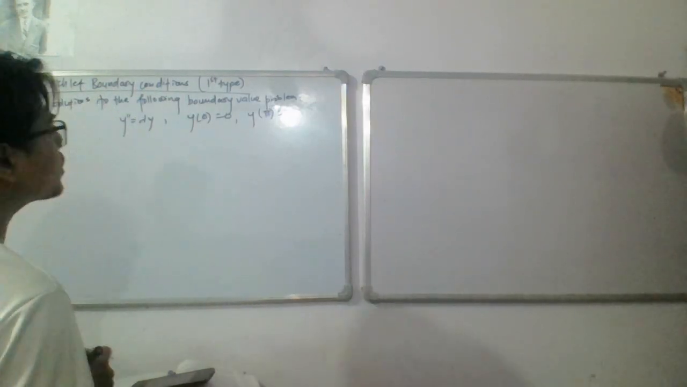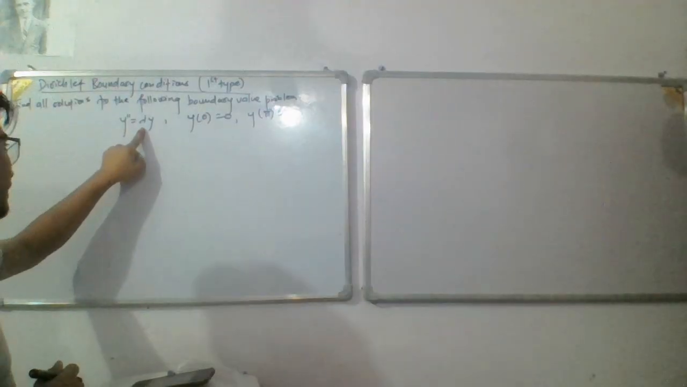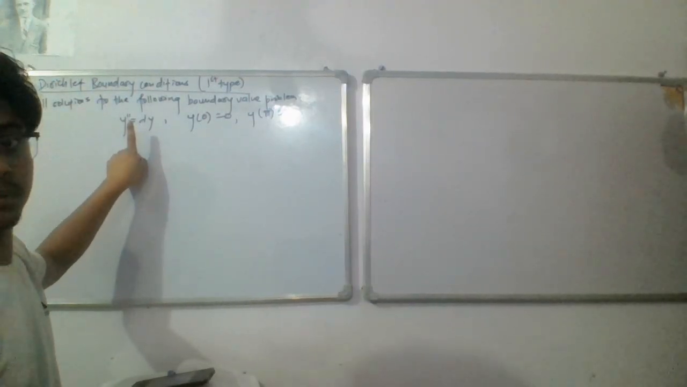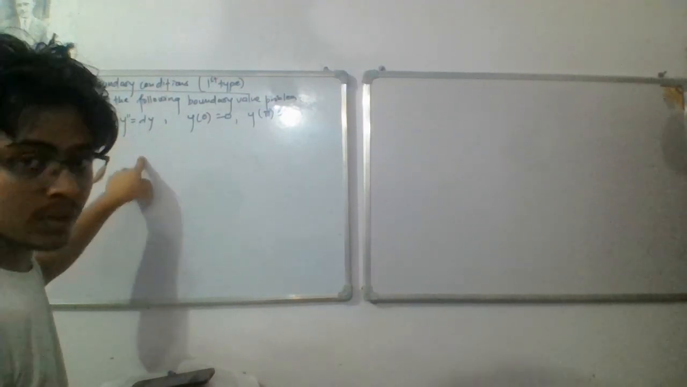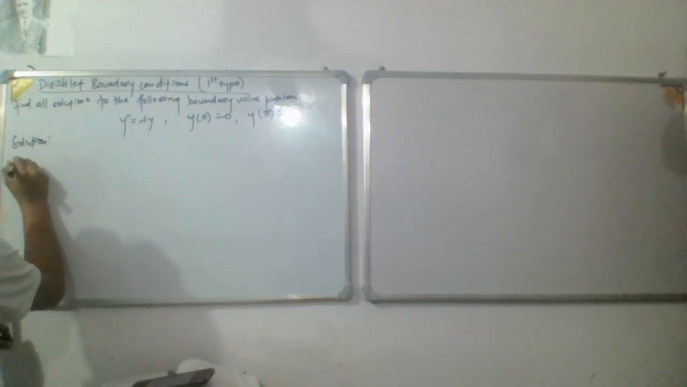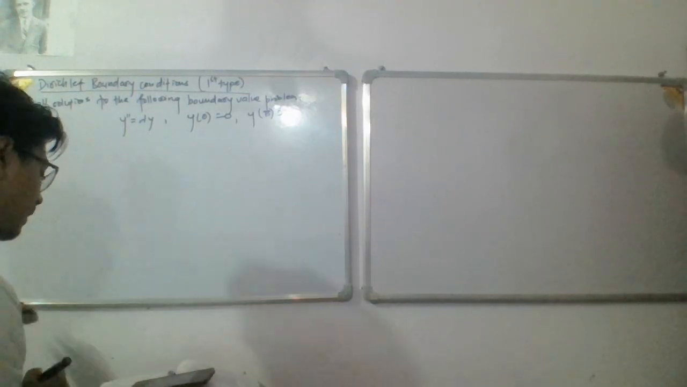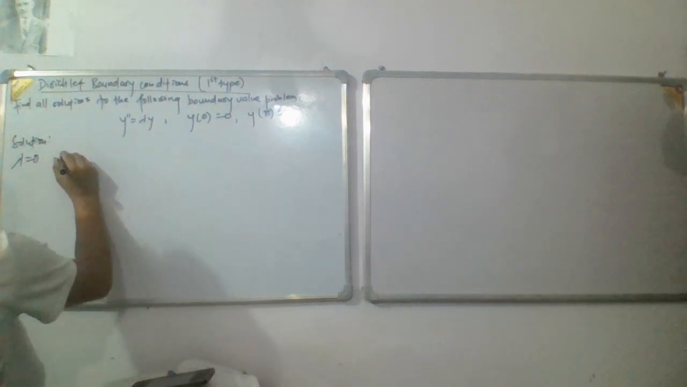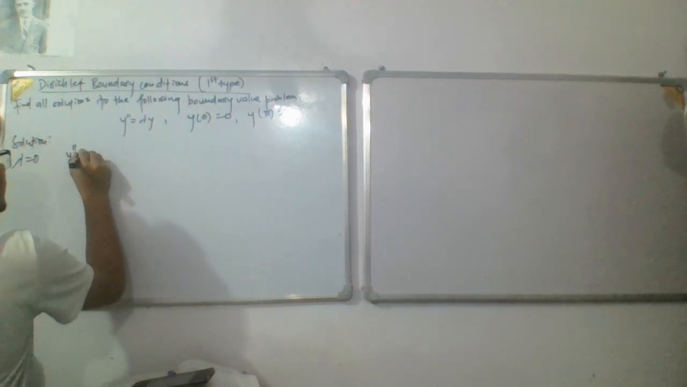Now we have to find out all the solutions, right? It means this lambda here can be 0, can be negative, or can be positive, right? So let's take all those three cases one by one. Let's suppose lambda is equals to 0. Now if lambda is equals to 0, it means our differential equation becomes y double dash equals 0.